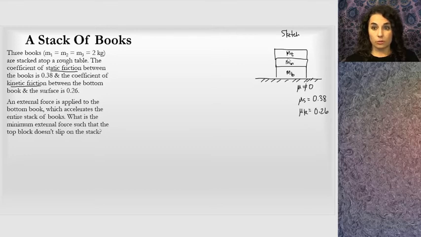Okay, so we have a general sketch of the situation, and we're seeing different books stacked on top of each other, and so they'll be exerting forces against one another. It says an external force is applied to the bottom book, which accelerates the entire stack of books. What is the minimum external force such that the top block doesn't slip on the stack? The coefficient of static friction between the books is 0.38. So that's between the books at these surfaces. And the coefficient of kinetic friction between the bottom book and the surface is 0.26. So that goes here.